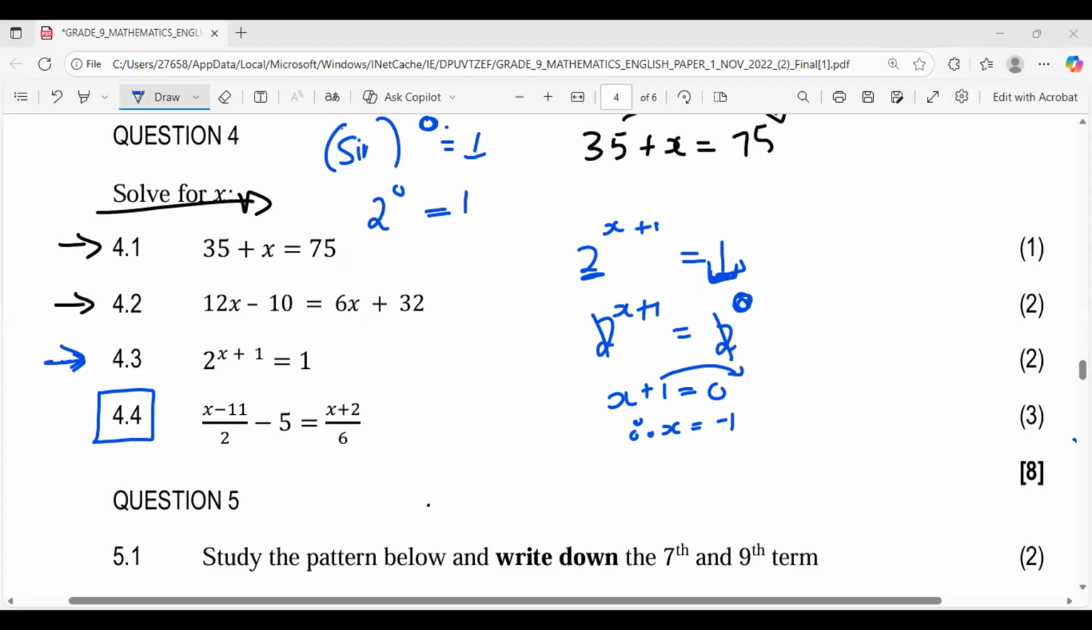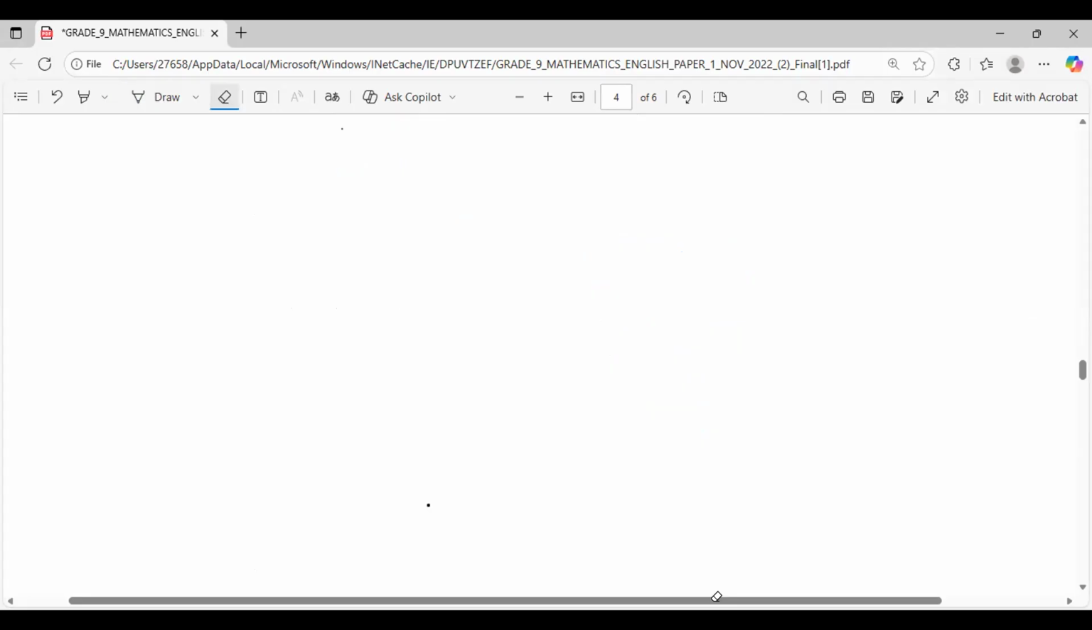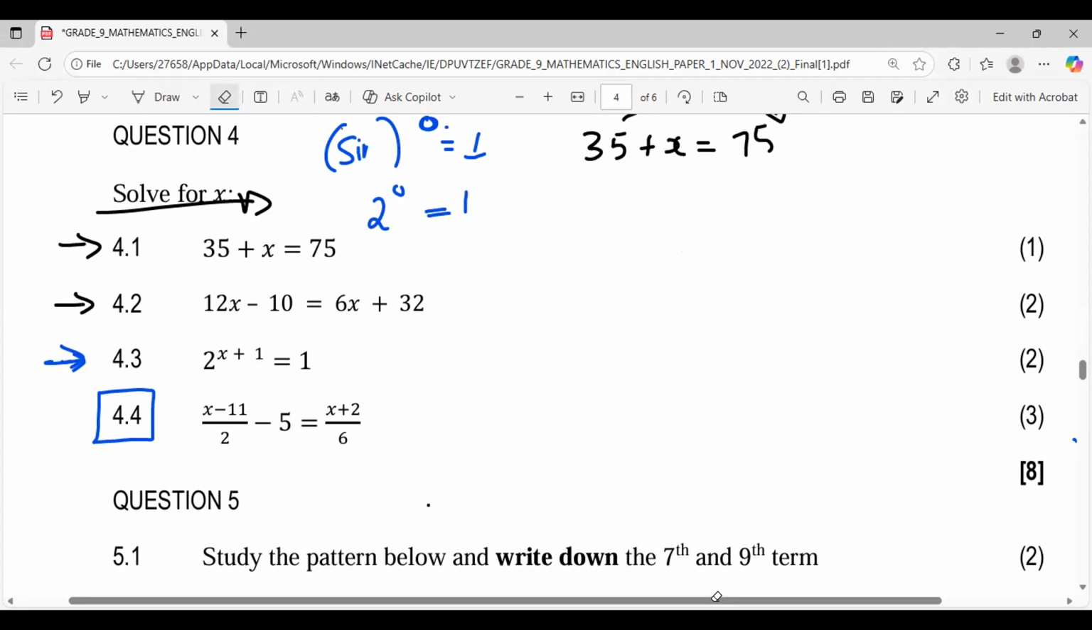So we're starting with 4.4. Here, what we are given is fractions. And remember, whenever we're working with fractions, we need to look for the LCM. So if we have x minus 11 over 2 minus 5, how can we write that 5 as a fraction? 5 over 1, equals x plus 2 over 6.